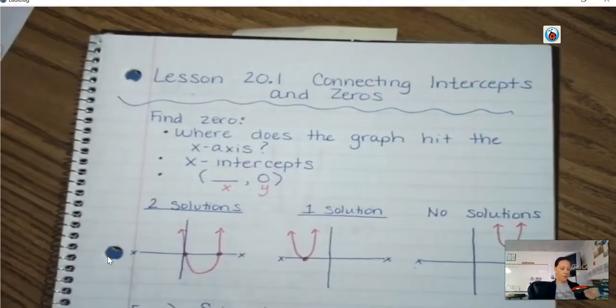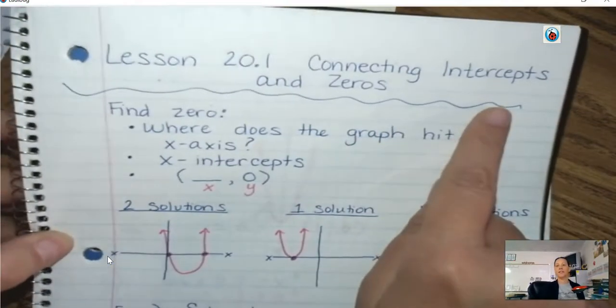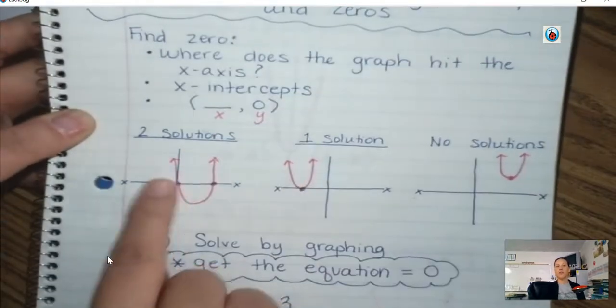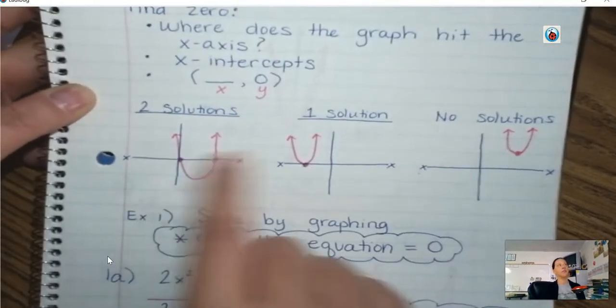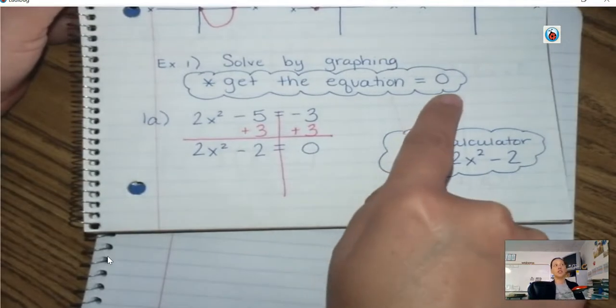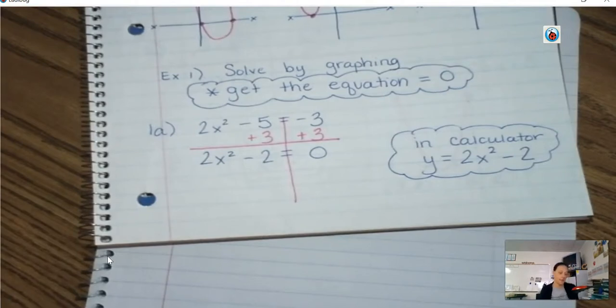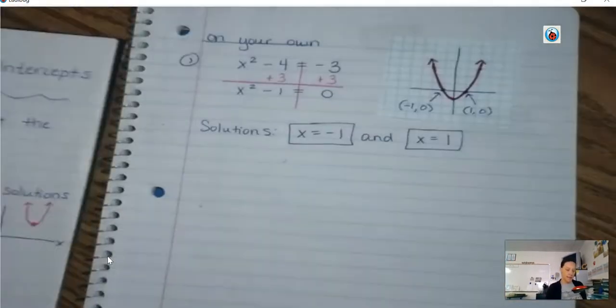Okay, we're finishing 20.1. It was connecting zeros. So remember, when it says to find the zero, it just means find the x-intercepts. So there could be two of them, there might be one, there might be none. Always get the equation equal to 0 first, and then put it in your calculator and figure out where it hits the x-axis. Okay, so we practiced that.